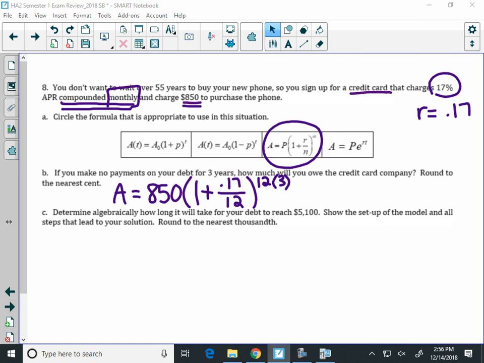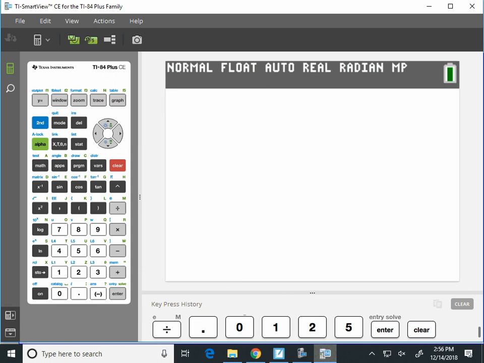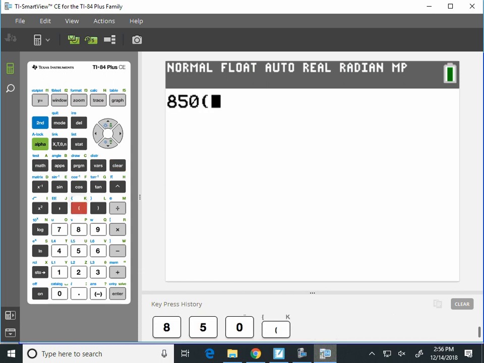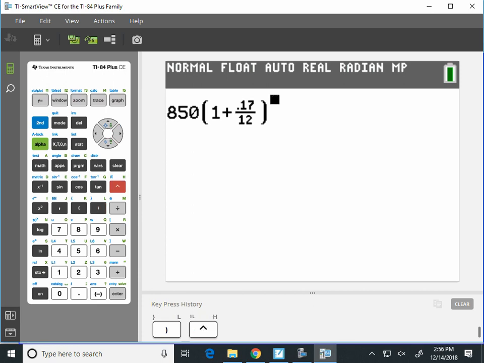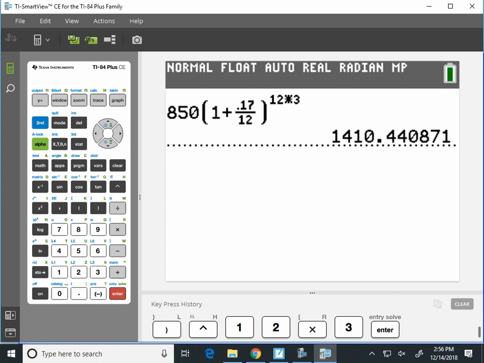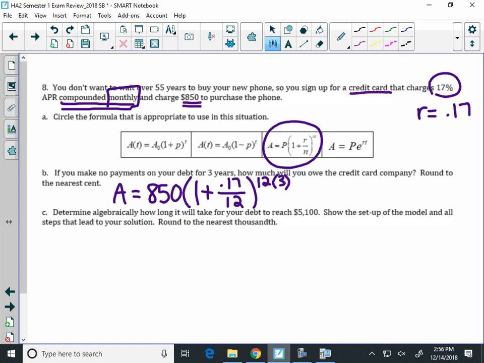Now in your formula, if you have the fraction button, you should use it. If you don't, you can just type it straight into your calculator. But I'm going to use the fraction button. 1 plus 0.17 over 12, to the 12 times 3 power. And it tells you that you paid $850 for your phone. In 3 years, you would owe the credit card company over $1,400 just because you didn't pay off your credit card bill. You owe $1,410.44.